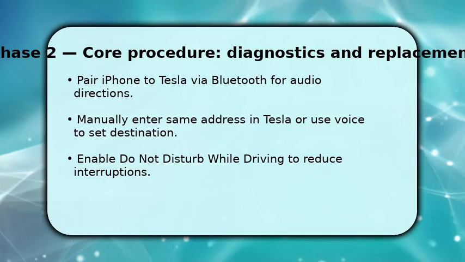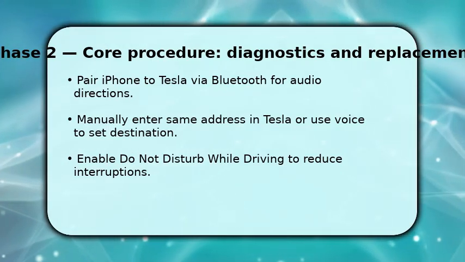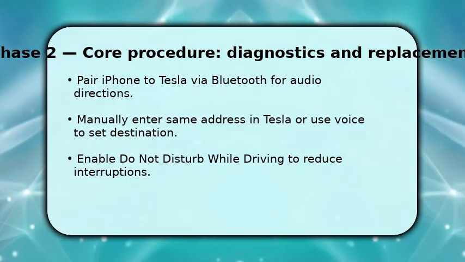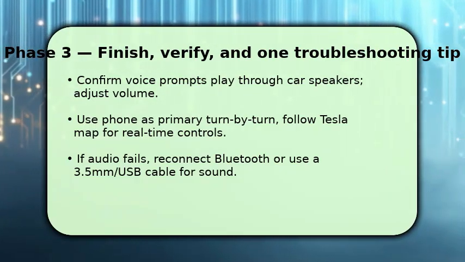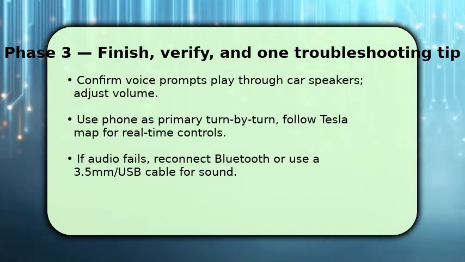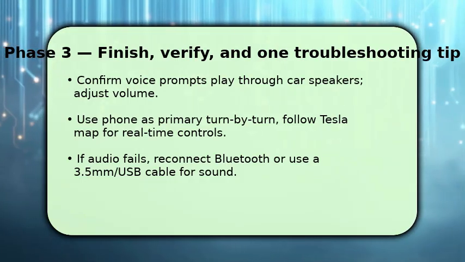Also, enable Do Not Disturb while driving on the phone. It prevents alerts from interrupting guidance and keeps attention on the road. Confirm the Apple Maps voice prompts come through the Tesla speakers and tweak volume so you hear every instruction. Use the phone for turn-by-turn guidance while relying on the Tesla display for lane and traffic visuals. This combination gives the best situational awareness.